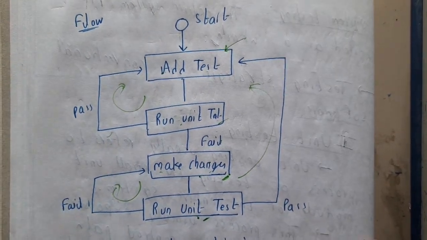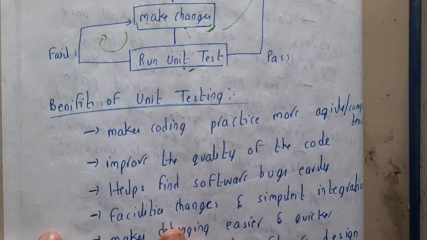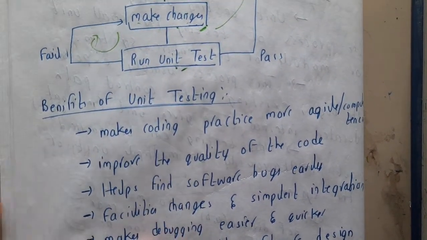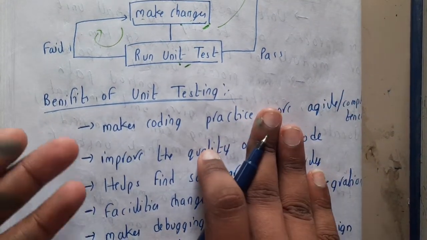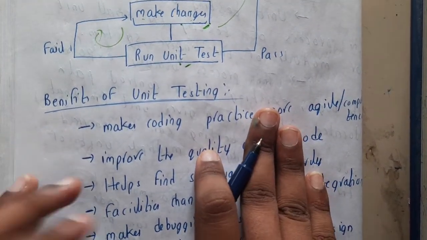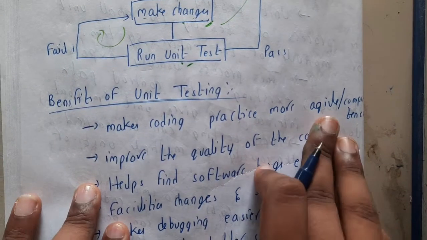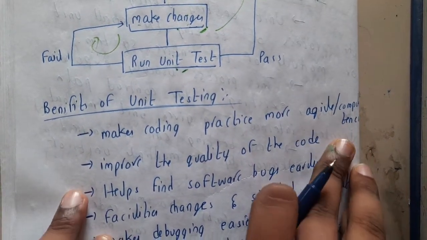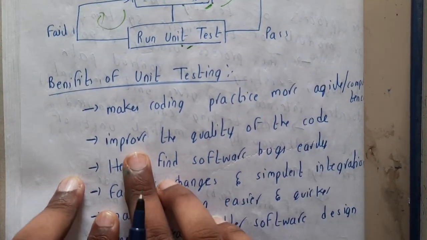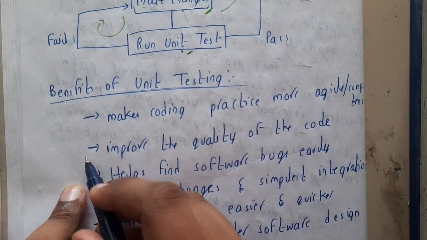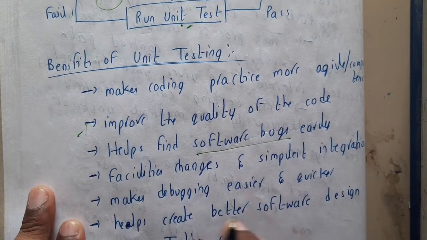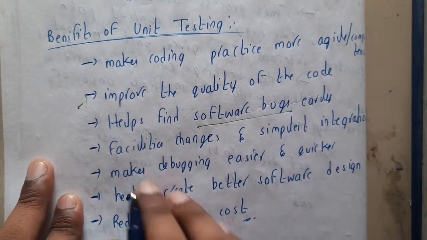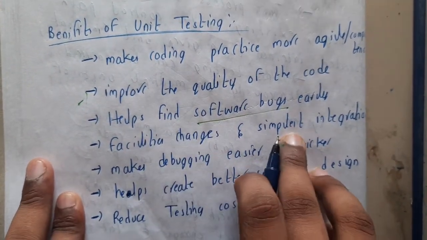Now you might have a question: we got some idea about unit testing, so are there any benefits or advantages? There are many advantages, guys. It is removing your bugs, right? What else do you want? It makes code practice more agile and computer intensive. It improves the quality of the code and helps in finding software bugs early. It facilitates changes and simple integration.